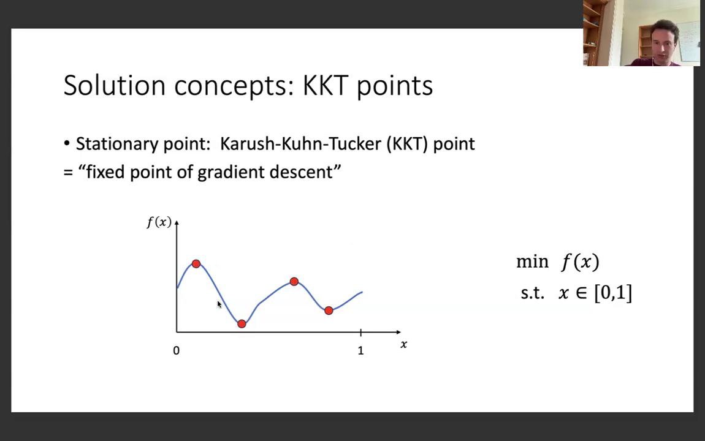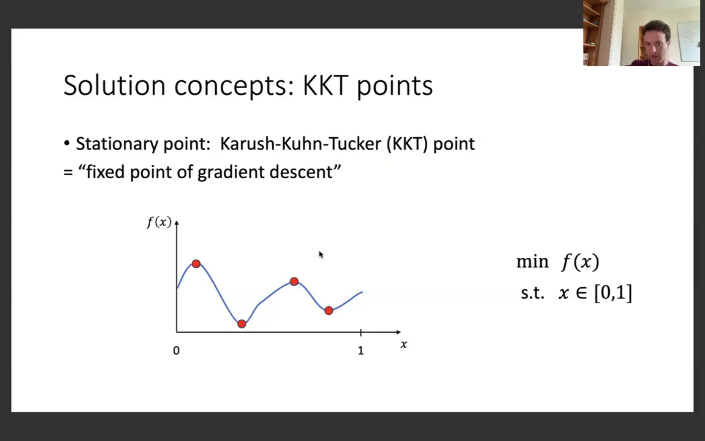Now I claim that all of the points that I've drawn up here are also KKT points. So the KKT point is really a relaxation of global optimum and of local optimum. The reason is that the gradient at all of these points is 0. So if you were to start at one of those points and run gradient descent, you wouldn't move, you wouldn't go anywhere. For this reason, all of these points are valid KKT points.